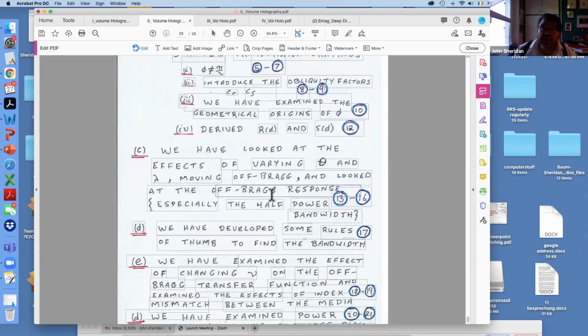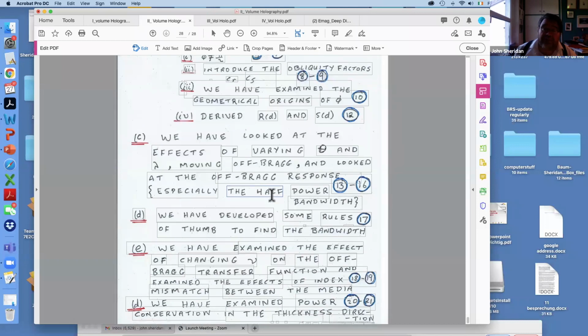We examined the geometrical origins of the slant, the slant angle, and we derived the R and the S of D. We've looked at the effects of varying theta and lambda, moving off-Bragg, and we've looked at the off-Bragg response, especially the half-power bandwidth, which is particularly useful when you start talking about putting in multiple gratings, for example, and this would also apply to things like holographic data storage, when you're trying to store gratings page-wise. They're good first-order rules of thumb. We developed some rules of thumb to find the bandwidth.